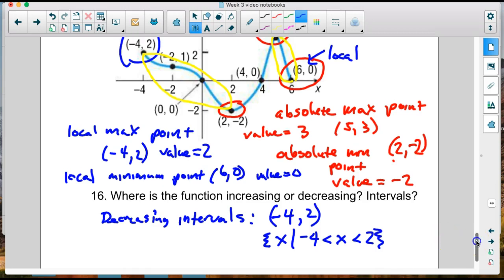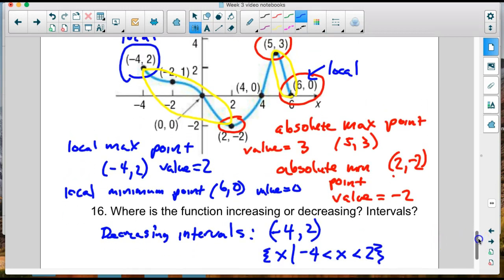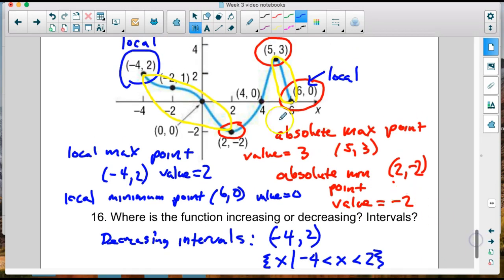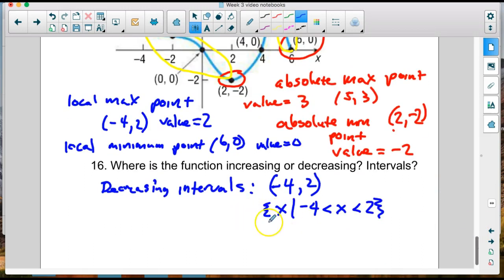So we would then also write this interval for decreasing. In this value, we would say that that would be from 4 to 6. No, that's 5 to 6. 5 to 6 would be our other interval, and that interval is 5, 6.